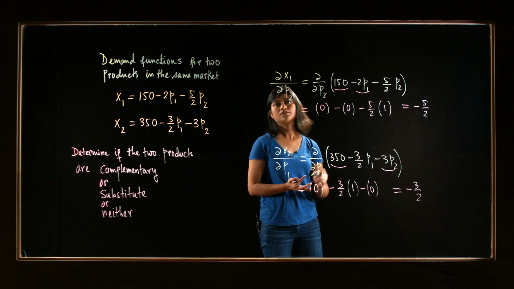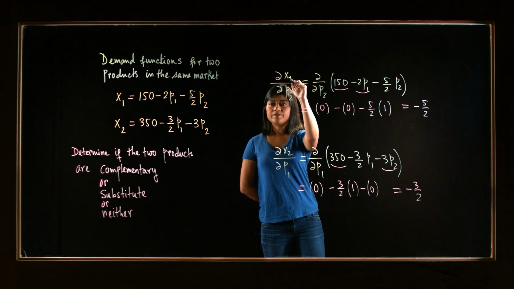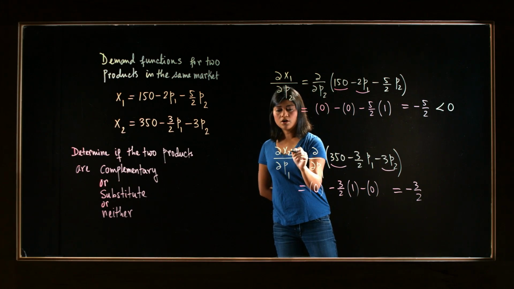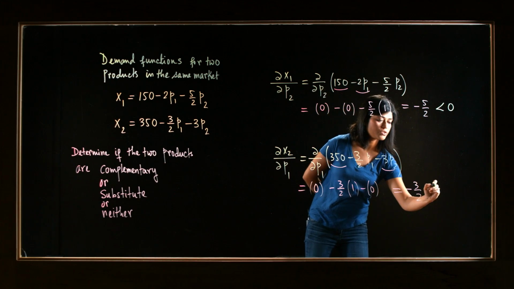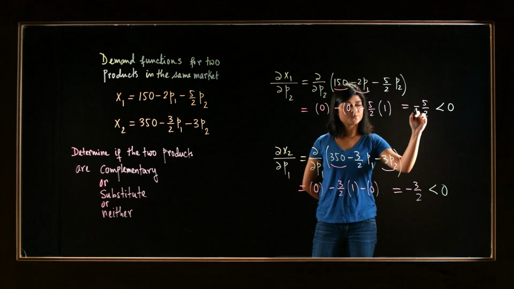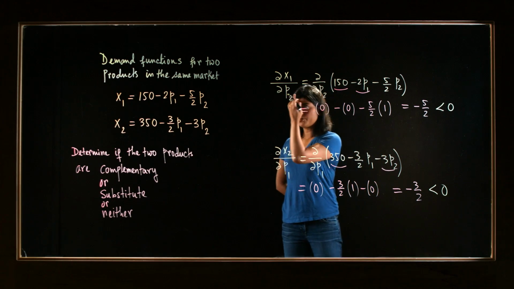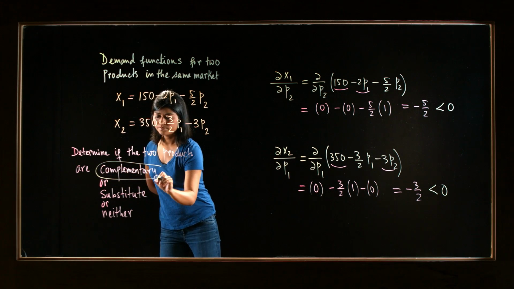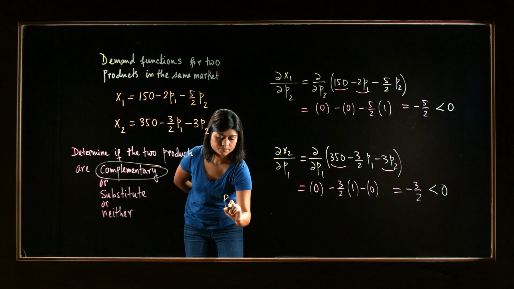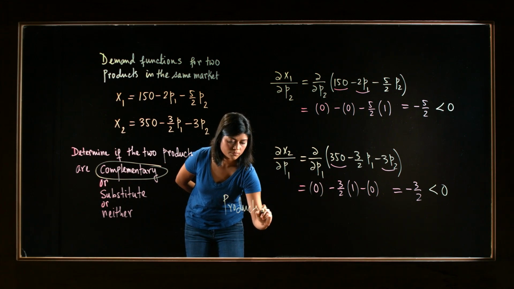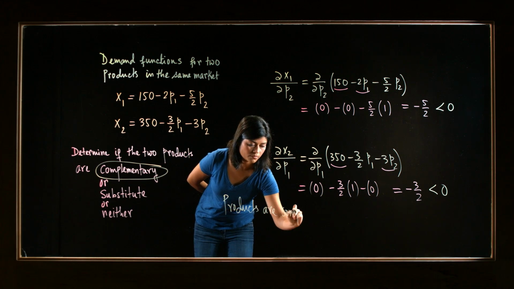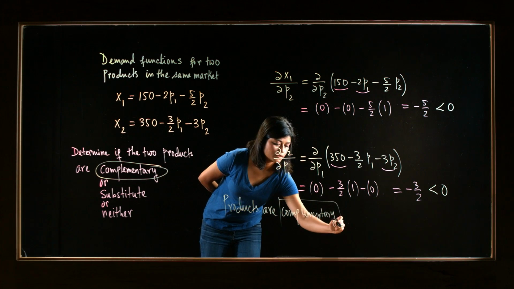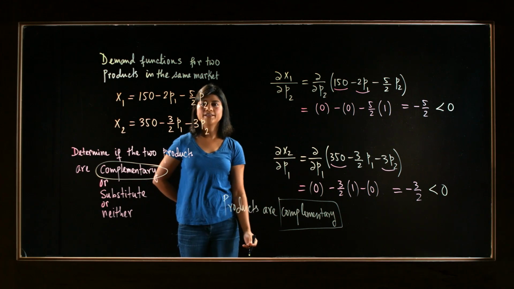Now, notice that the partial derivative of x1 with respect to p2 is a negative quantity, and the partial of x2 with respect to p1 is also a negative quantity. Since both of these are negative, we know that the products are going to be complementary. So products are complementary because both these partial derivatives give you a negative value.